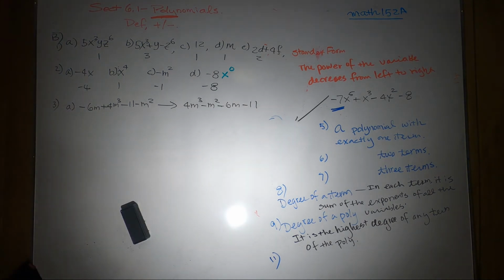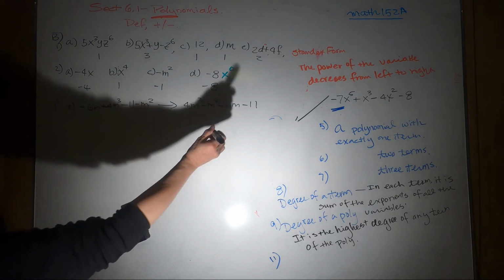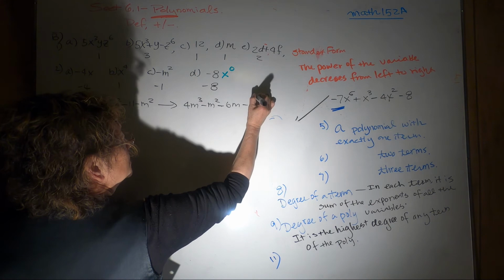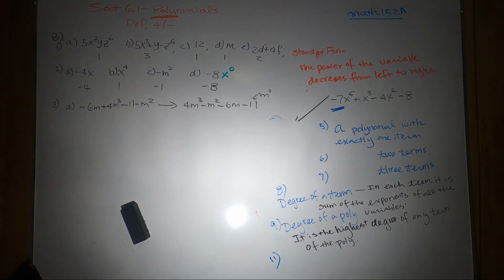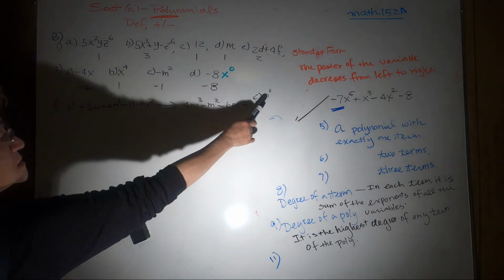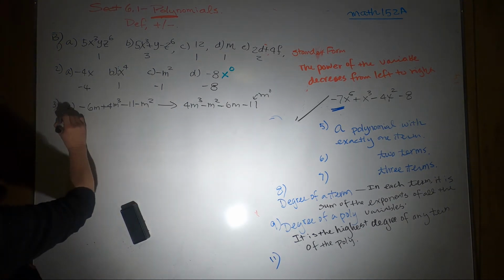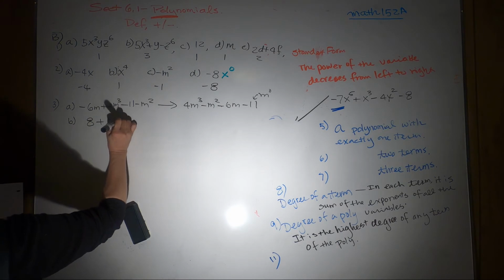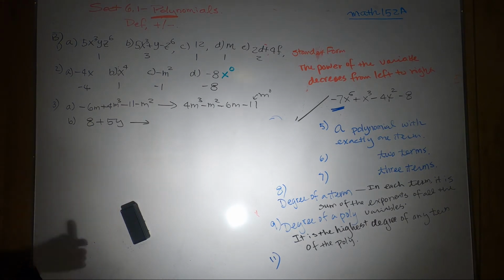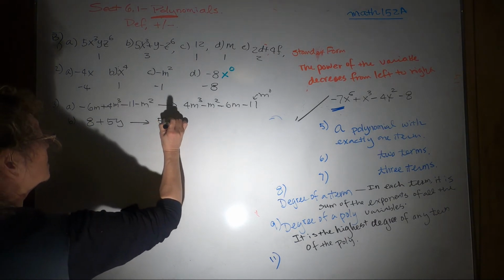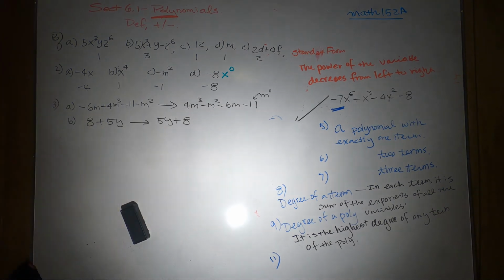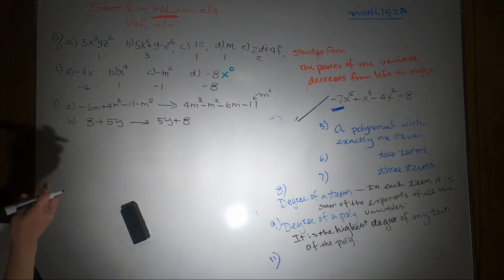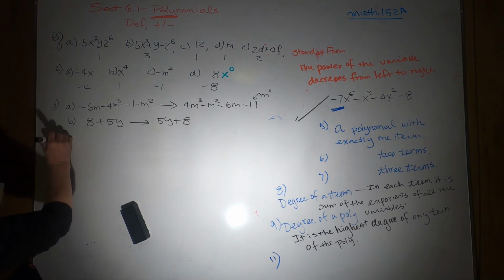The number at the end, we call it constant, because that's m to the 0 power. That would be the lowest one. From 0 up, right? 0, 1, 2, 3, this way. And if we have 8 plus 5y, what do you think? We will write 5y plus 8. Always write the number, the constant, at the end.